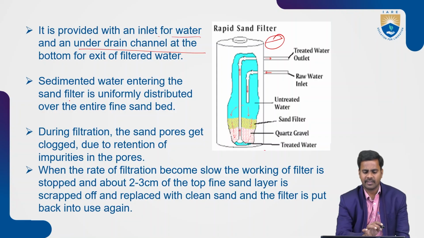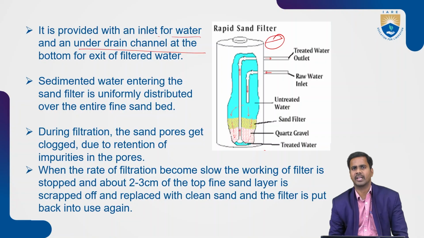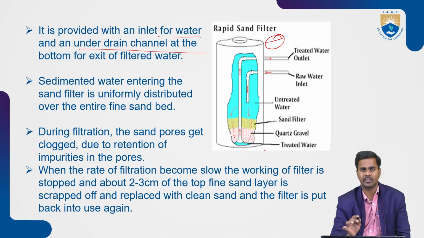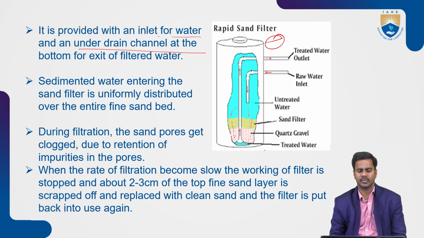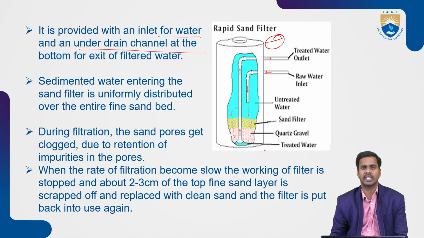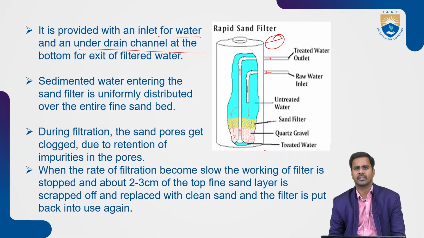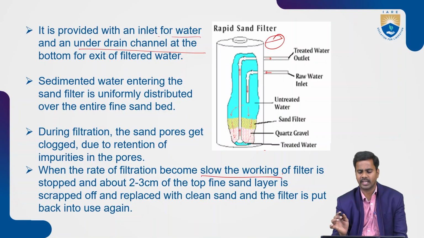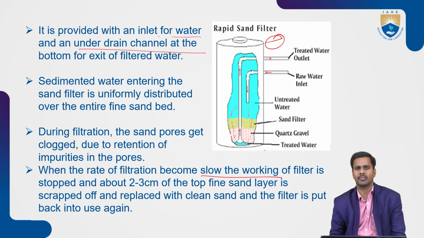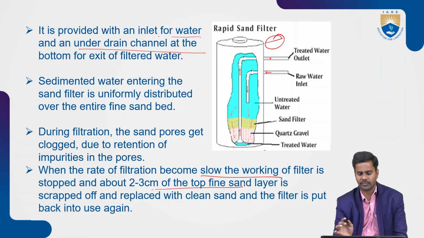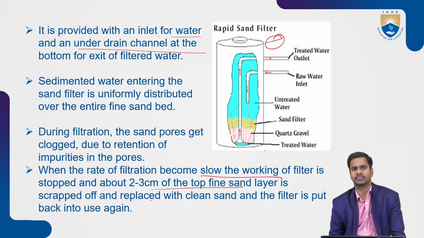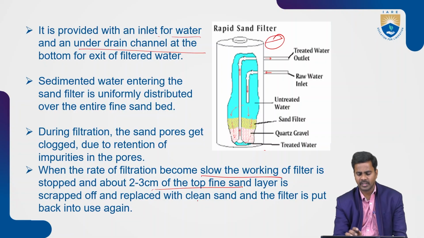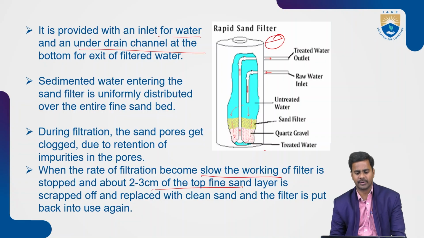Sedimented water entering the sand filter is uniformly distributed over the entire fine sand bed. During filtration, the sand pores get clogged due to retention of impurities in the pores, and the rate of filtration becomes slow. The working of the filter is stopped, and about 2 to 3 centimeters of the top fine sand layer is scraped off and replaced with fresh sand, and the filter is put back into use.